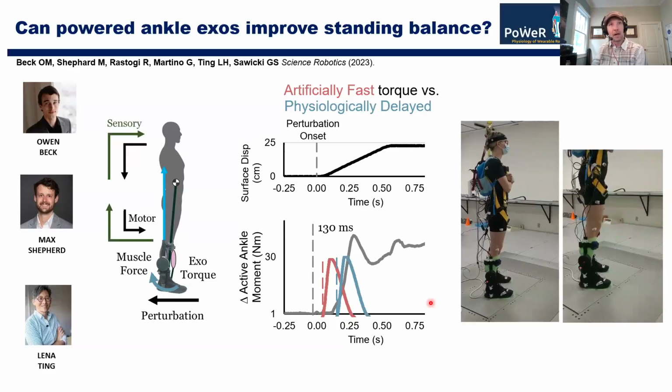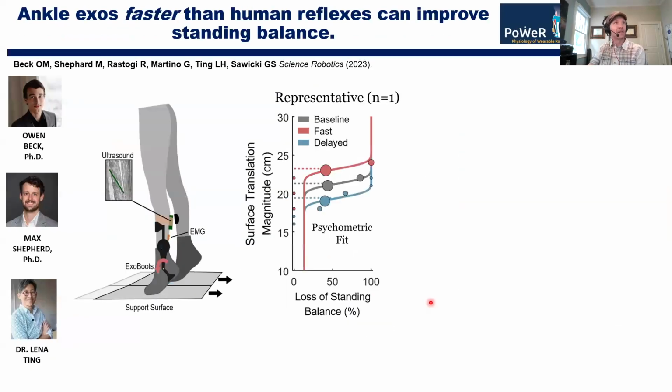There, the exoskeleton is on. You can see a much more extreme plantar flexion in that right video. And people are able to sort of swing their center of pressure out toward their toe much more quickly, which may be a part of the reason they can balance better.